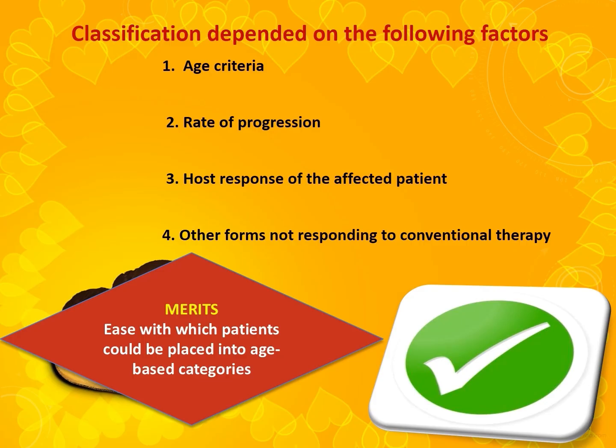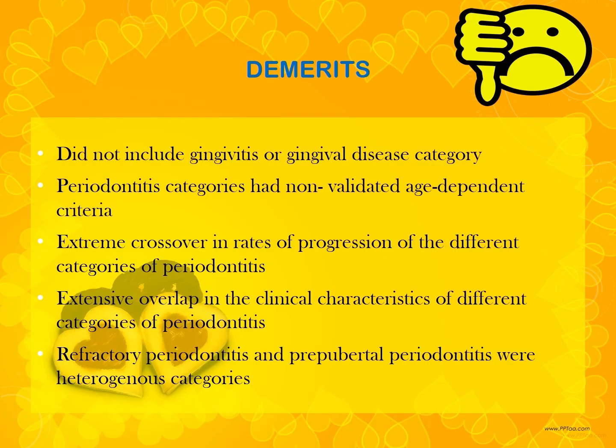So what is the merit of this classification? It could be easily categorized based on the age. Demerits of the 1989 classification. It did not include gingivitis or gingival disease category. The periodontitis categories had non-validated age-dependent criteria.